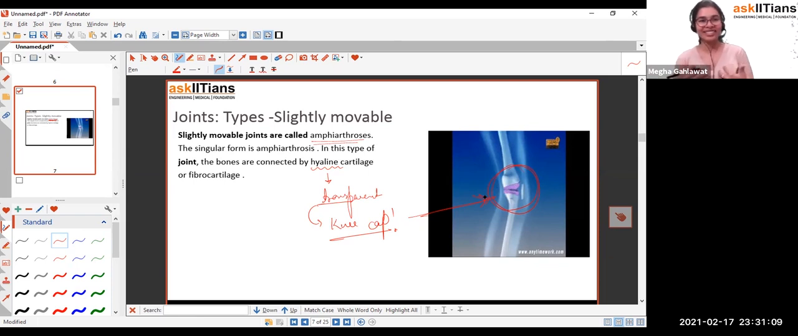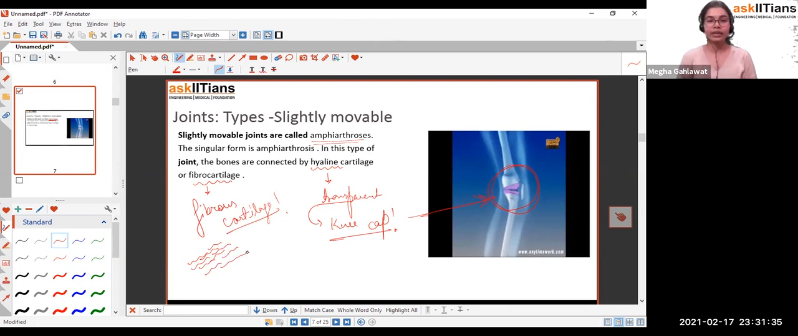In the backward direction. All right, and these are connected with the hyaline cartilage or the fibrocartilage. Fibrocartilage means fibrous cartilage. Fibrous cartilage basically pertains to the fact that the cartilage is present in the form of thin fibers. These thin fibers are interconnected with each other, and they make the movement of the joint at least 180 degrees.